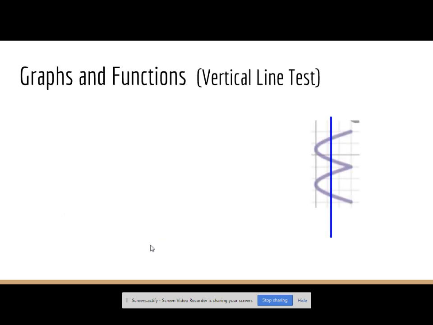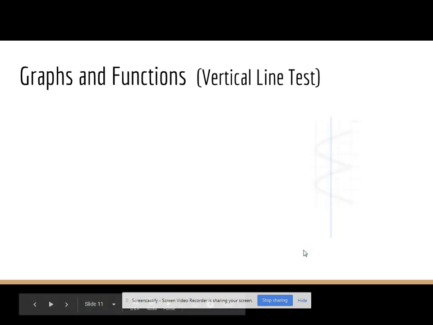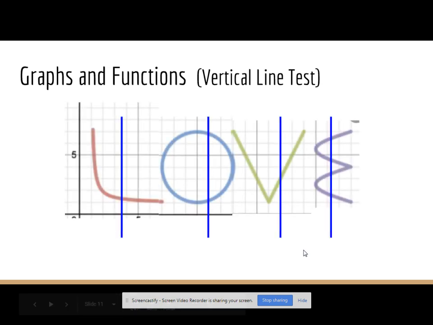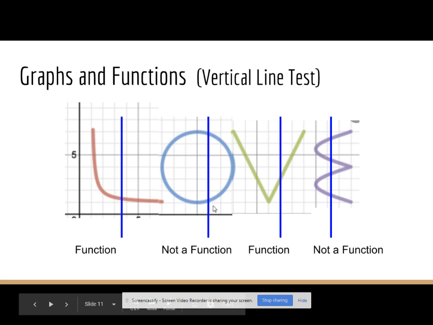Last one I have here, this kind of cotangent almost shape. And so if we have this E-looking graph, if I draw a vertical line, this is not going to be a function because that vertical line crosses the E 4 different times. 1, 2, 3, 4 different times. And so this is not going to be a function. All right, so looking at all those different examples, the L is a function, the O is not a function, the V is a function, and the E is not a function because of that vertical line test.